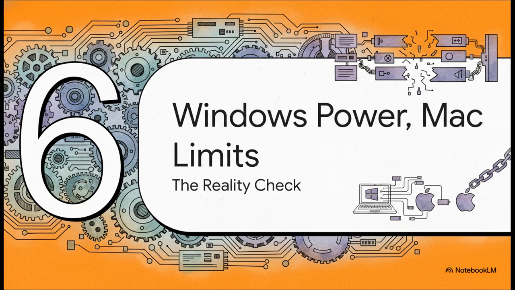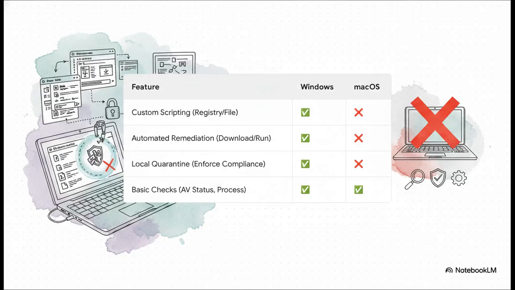Okay, we've talked about some incredibly powerful features. I mean, this stuff is really cool. But, and this is a big but, it's absolutely essential to have a reality check because not all of these amazing capabilities are available on every single platform. And this table here, it lays it all out pretty clearly. All those amazing features we just went over, the deep custom scripting, the automated file downloads and remediation, even that old school local quarantine, they're all pretty much exclusive to Windows.